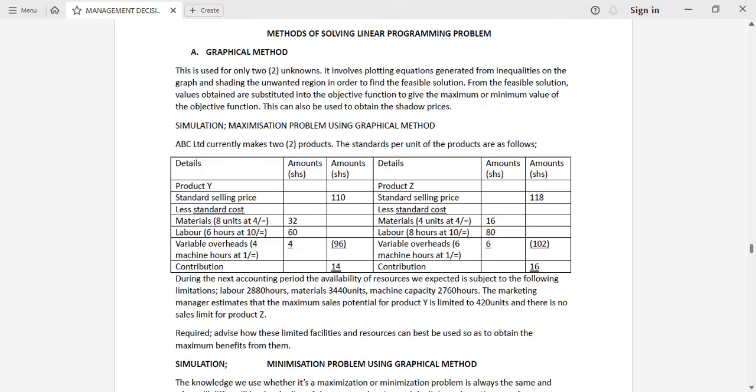For example, let's say in the question they have given you labor hours as maybe 10 hours, and those are the labor hours that we used during the period, or that we are going to be using. So if during the period you use those 10 hours and you earn a profit, maybe let's say 20 million.